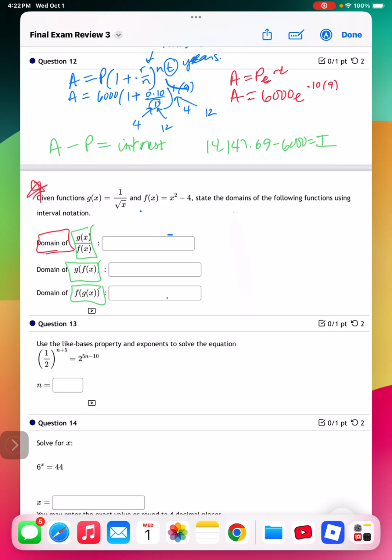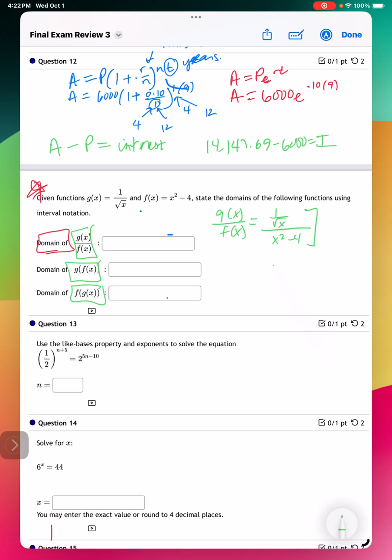I'm going to do the division. So this would say g of x over f of x. G of x is 1 over the square root of x, divided by x squared minus 4. So you could put it exactly like this, that's fine, or you could take it a step further and say, okay, well that's 1 divided by the square root of x, divided by x squared minus 4 over 1. We know with division that makes you change it to a multiplication, and you use the reciprocal of the second function. And so you get 1 over the square root of x times x squared minus 4. So it really doesn't matter. And in fact, I'll show you both ways.